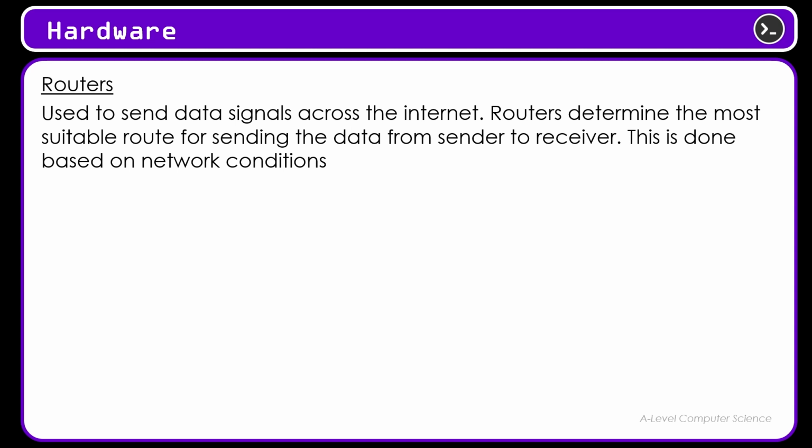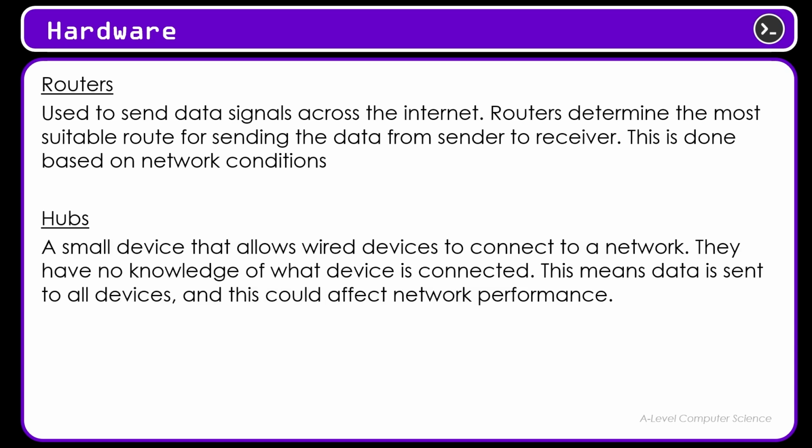They determine the best route for sending the data, and this is determined based on network conditions. Hubs are a small device that allows wired devices to connect to a network. However, they don't have any knowledge of what device is connected, and this means that data is sent to all of the devices, and this could slow down the network performance.